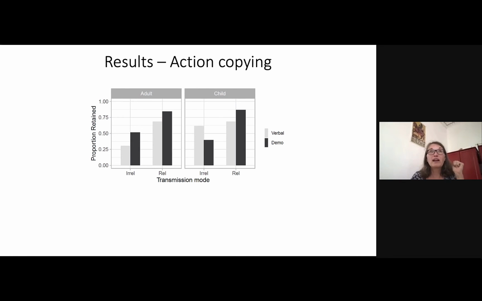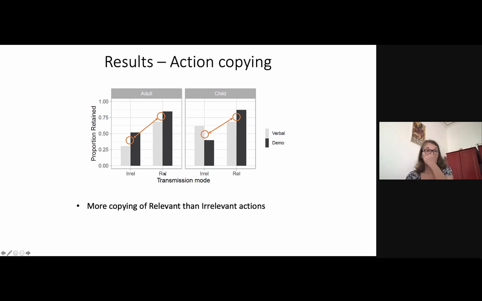So in this graph, the bars represent the proportion of the actions that a participant saw. So if a participant sees a number of actions, what proportion do they reproduce, do they copy? We have adults in this box and children in this other box. And in gray, we have verbal transmission, and in black, demonstration. And here we have irrelevant and relevant actions. Now, just to show what I said earlier, there was more copying of relevant than irrelevant actions, both in children and adults.